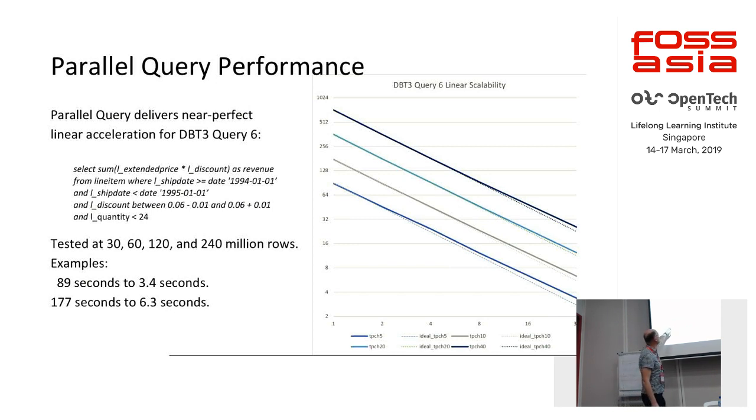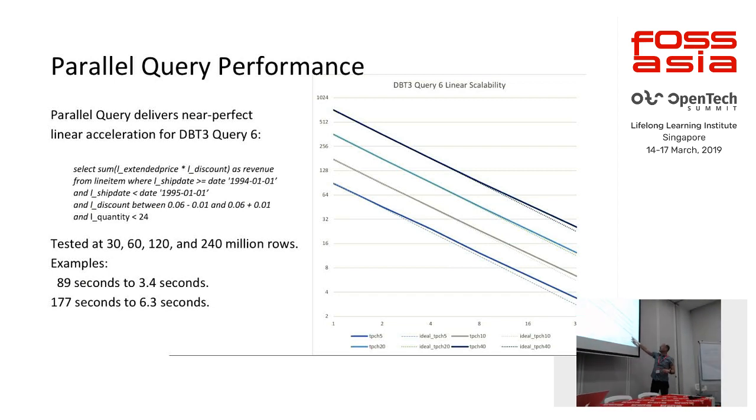And we have tested this on different sizes of the DBT3 database. This is scale factor 5, 10, 20, and 40, I guess. And you can see here that it scales pretty well compared to the dotted line, which shows the ideal scaling: if you double the number of threads, you reduce the time by two. So it's scaling pretty well. And it goes down, for example, from 89 seconds in the scale factor 5 case to 3.4 seconds if you use 32 worker threads. This is on a 32-core machine.